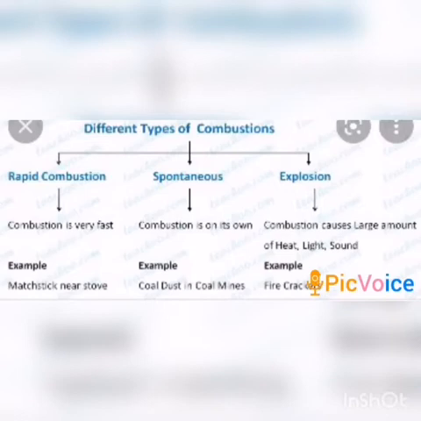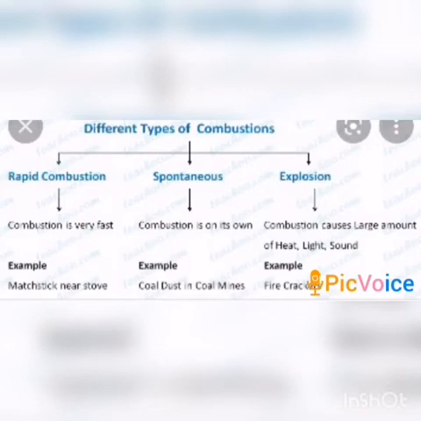Once again, I recall the different types of combustion, children. What are the different types of combustion? Rapid combustion, spontaneous combustion, and explosive combustion or explosion. In rapid combustion, the combustion is very fast. It occurs in a very short period of time. An example of rapid combustion is when we bring a matchstick near a stove, it burns quickly, or rapidly.